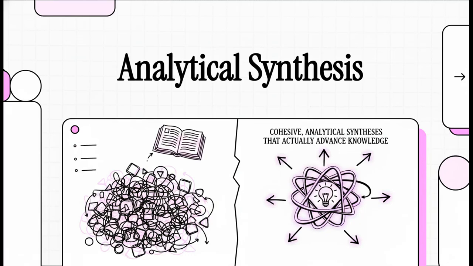Welcome to today's explainer. We're going to empower you to completely transform your integrative literature reviews. We are taking them from simple, surface-level summaries and turning them into cohesive, analytical syntheses that actually advance knowledge. Because let's face it, nobody wants to read a giant, monotonous list of what other people wrote, and you certainly don't want to be the one stuck writing it. So you are in the exact right place.